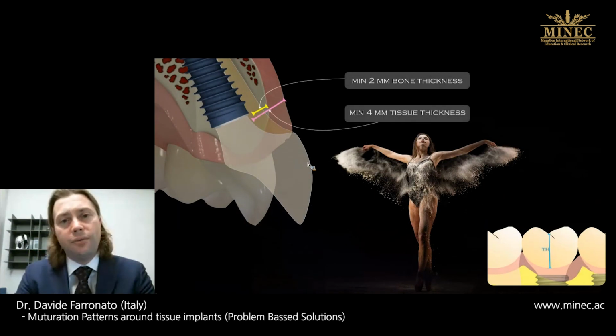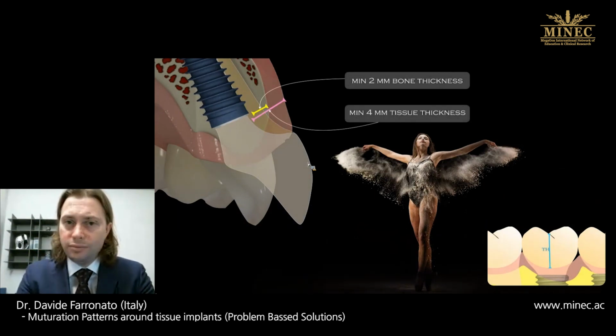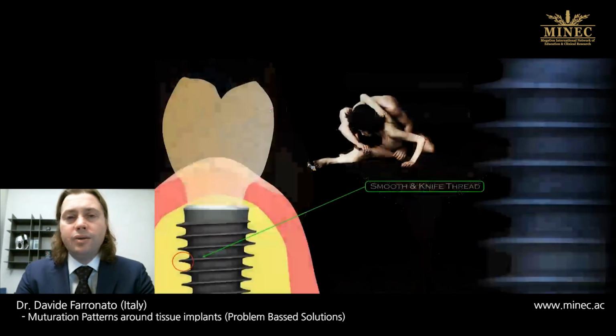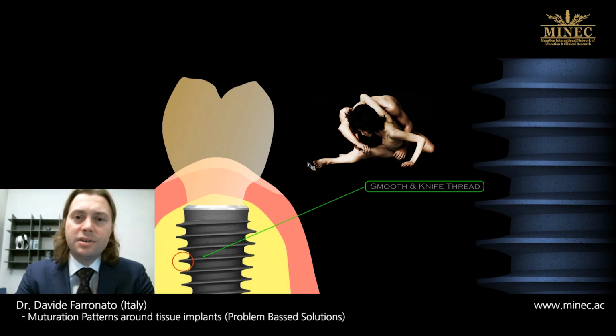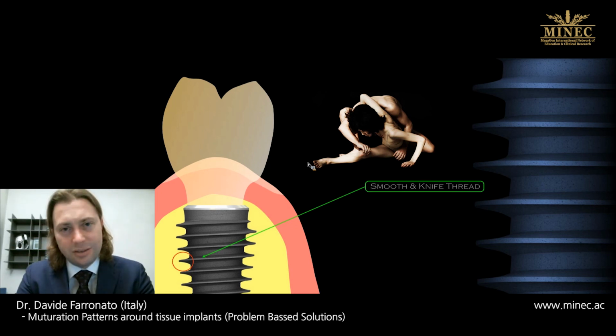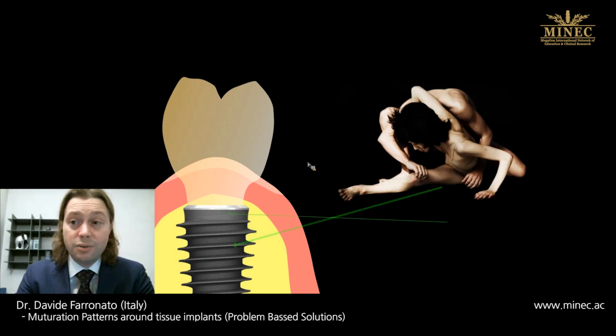Remember the magic number 4 and the magic number of the bone volume in the buccal area. This again will prevent tissue recession over time. And use implants with a design that gives you very high stability, very little time of osseointegration, but not reducing the buccal bone. So smooth or knife threads help keeping the buccal bone very stable even during the surgical insertion, as you saw in the videos.